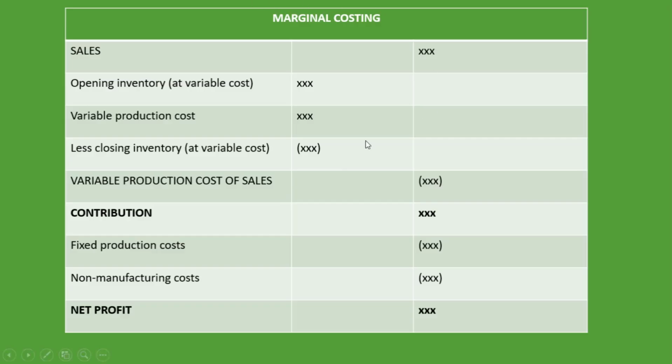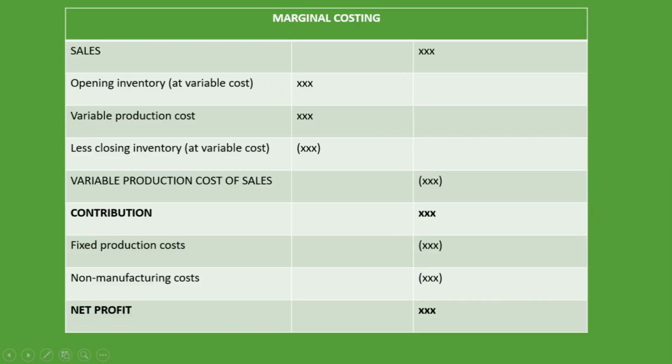So we take sales minus the variable production cost of sales, and we get contribution. So remember, the key difference between the two again is that with absorption costing we have gross profit, but with marginal costing we have what we call contribution. And then after contribution, now remember I said that with marginal costing we deduct the full fixed production costs for the period. So that is where we have the deduction here. After contribution, we deduct the fixed production costs, put it in brackets as a negative, and then we also deduct the non-manufacturing costs, which is in negative, and then we get our net profit. So we always arrive at our net profit regardless of which costing system we are using.